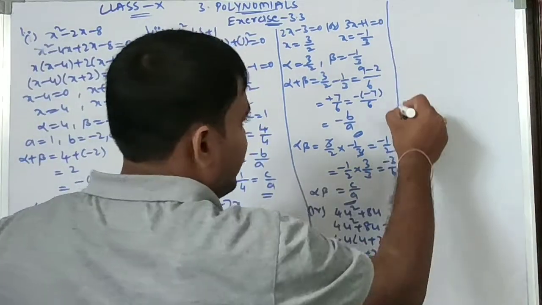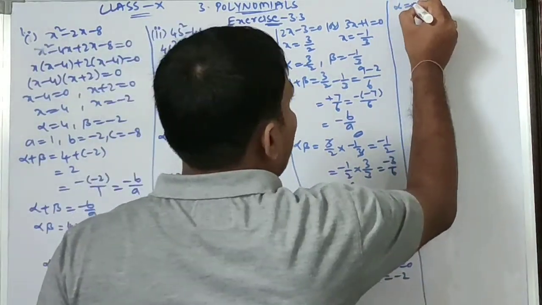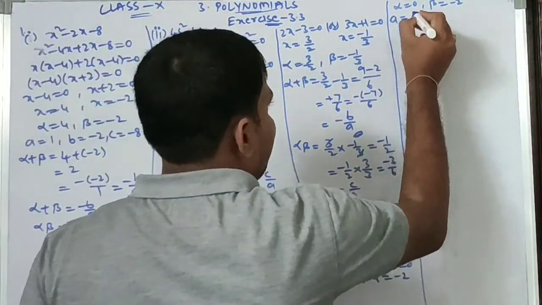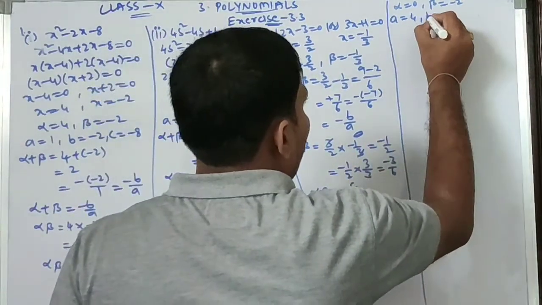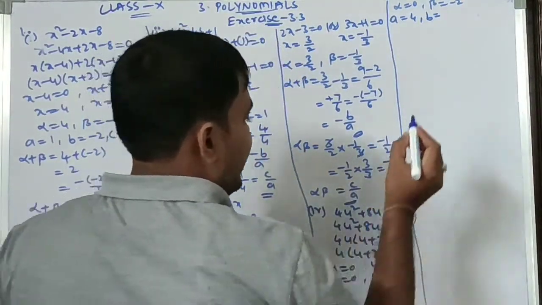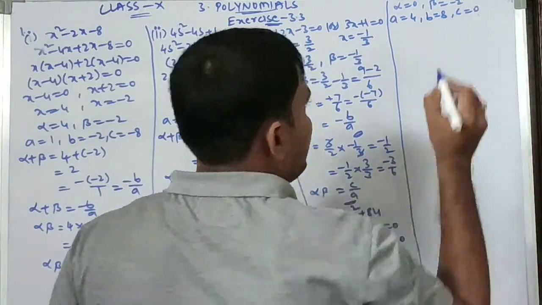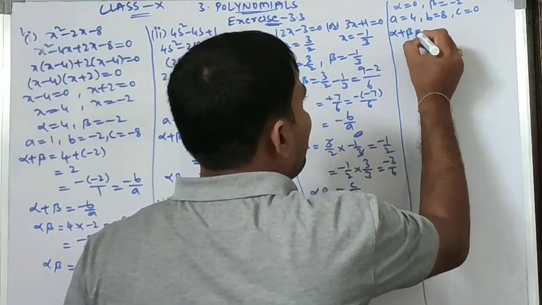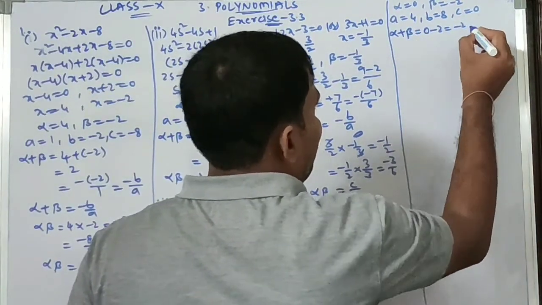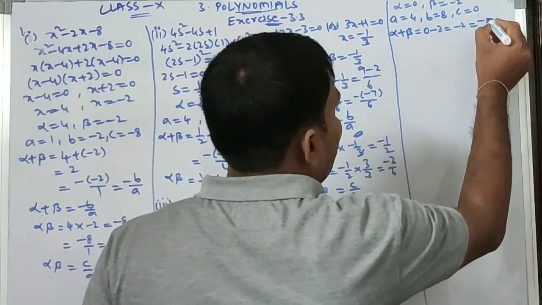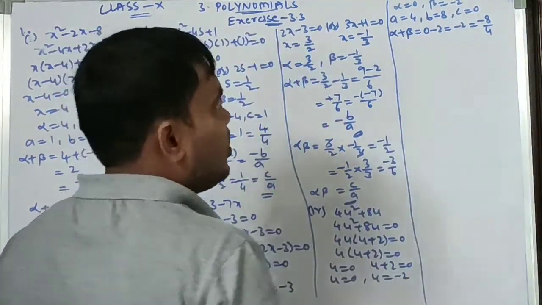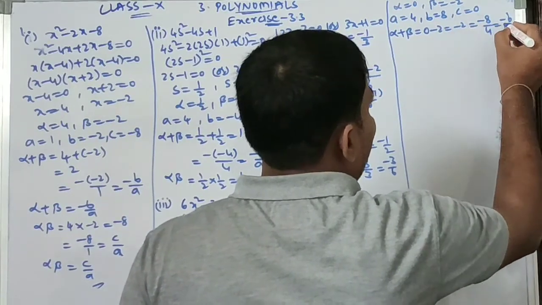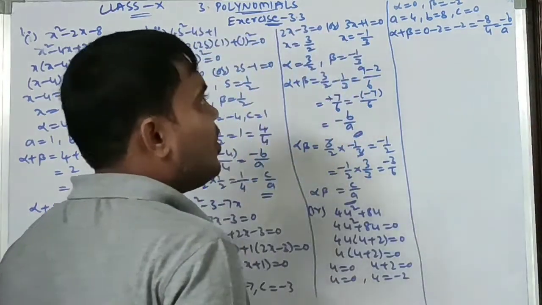So here alpha equal to 0, beta equal to minus 2. Comparing, A equal to 4, B equal to 8, C equal to 0, no constant. Alpha plus beta equal to 0 minus 2 equal to minus 2. I will write this one as minus 8 by 4. So minus B equal to 8. Instead of 8 I am writing B by A. So alpha plus beta equal to minus B by A.